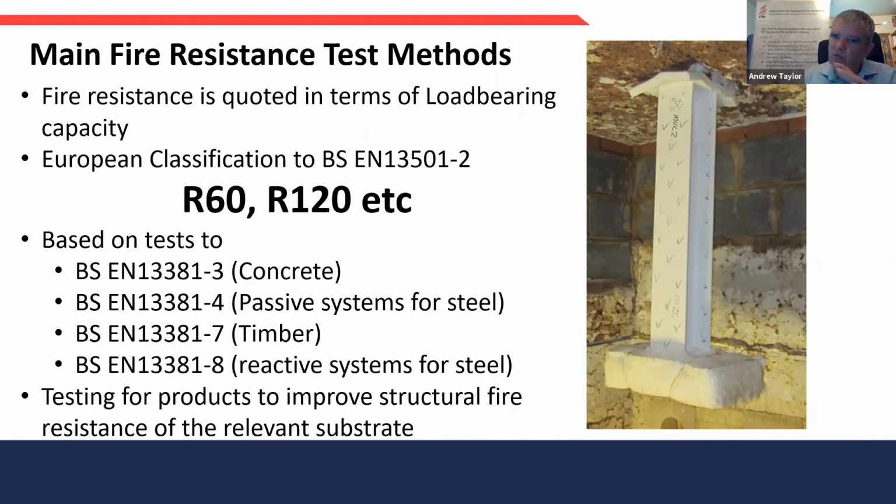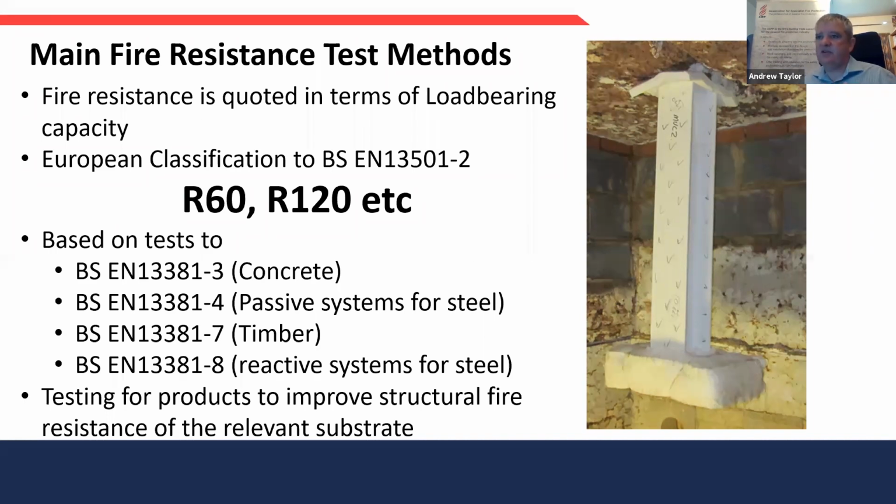Okay. Now, for the main fire resistance test method, we use the European classification system, and the UK government tends to be moving more towards the European classification system, BS EN 13501 Part 2, with that letter R indicating load-bearing resistance. And there are all sorts of tests within the 13381 series. Part 3 covers concrete sections and concrete slabs. Part 4 covers passive fire protection for steel, boards, slabs, mineral wool, etc. Part 7 covers timber protection, and Part 8 covers reactive systems, so intumescent coatings for steel.